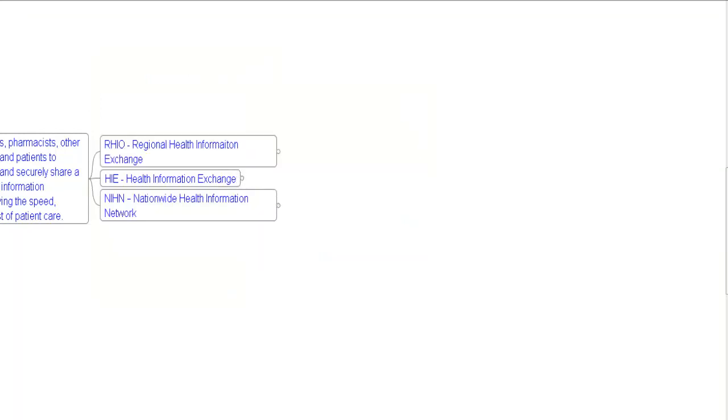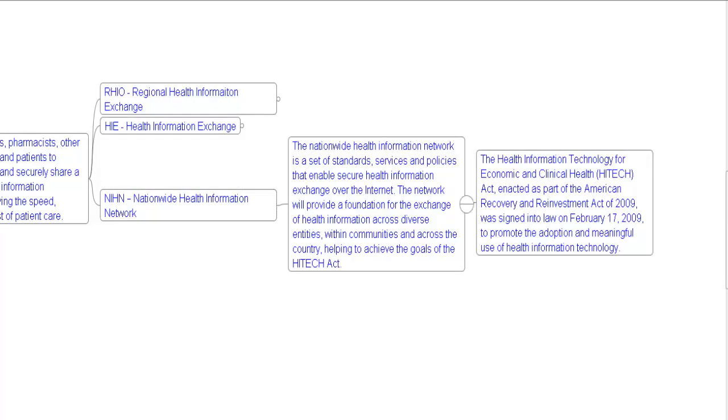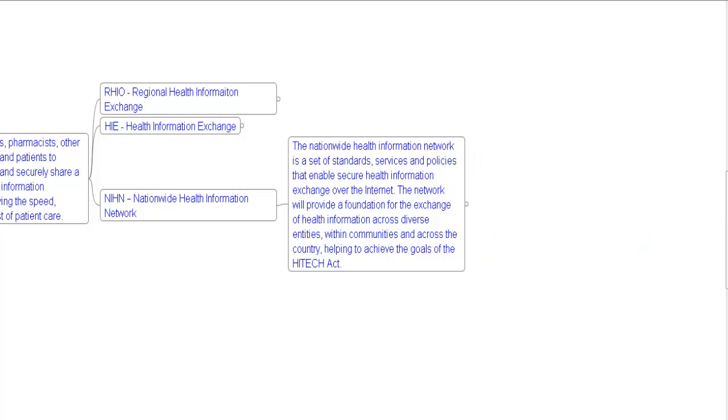Now see NHIN, the Nationwide Health Information Network. The Nationwide Health Information Network is a set of standards, services and policies that enable secure health information exchange over the internet. The network will provide a foundation for exchange of health information across diverse entities within communities and across the country, helping to achieve the goal of the HITECH Act.